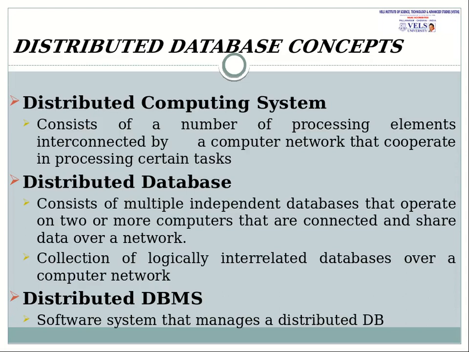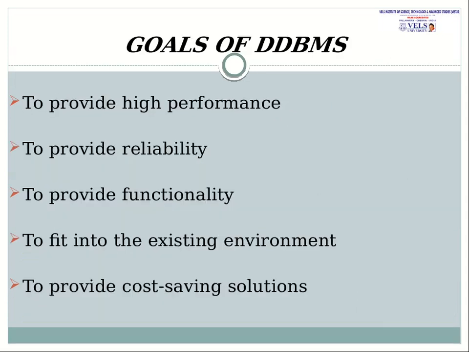And what is a distributed database? It consists of multiple independent databases that operate on two or more computers that are connected and share data over the network. So it is a collection of logically interrelated databases over a computer network. And what is a distributed database management system? It is a software system that manages a distributed database.